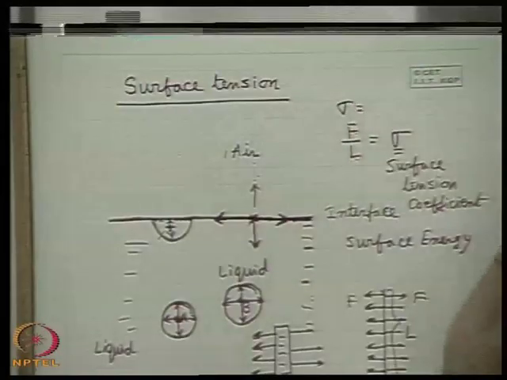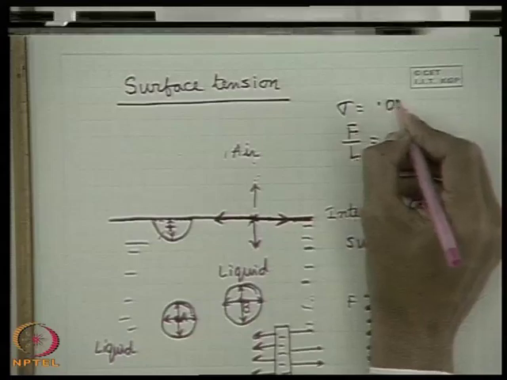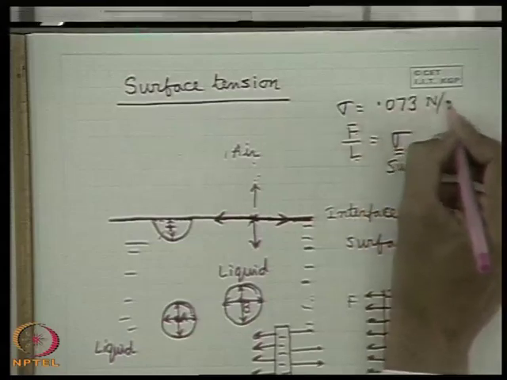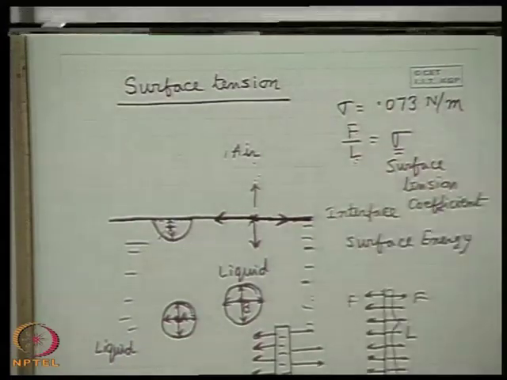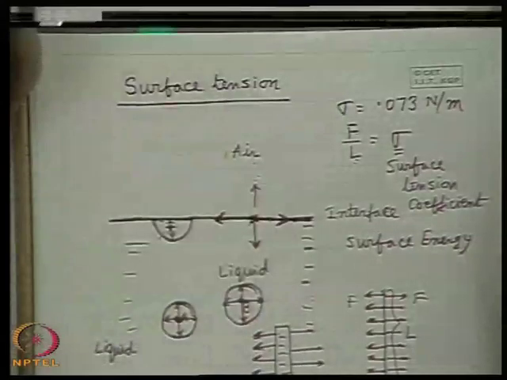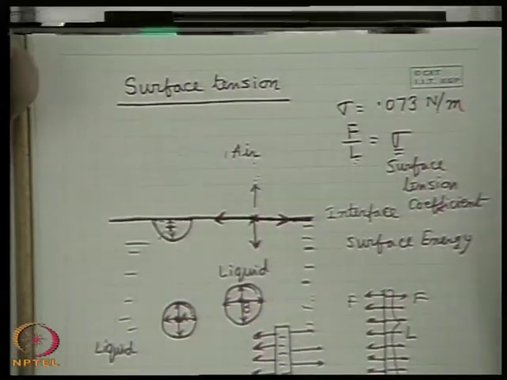For example, the surface tension of water with respect to air is this value. You may know it or you may not remember it. There is nothing great, 0.73 Newton per meter. Its unit is force by distance. Well, so this is the basic definition of surface tension.